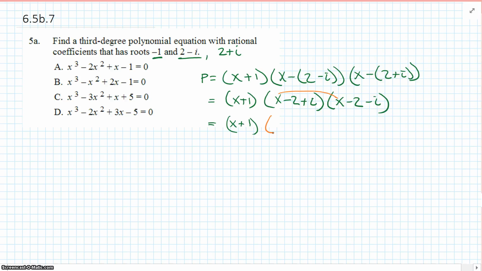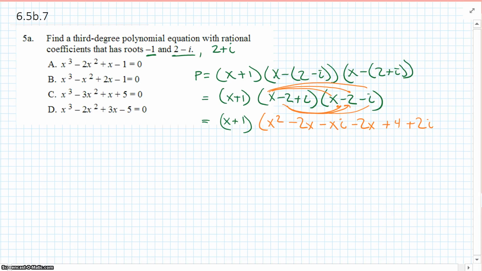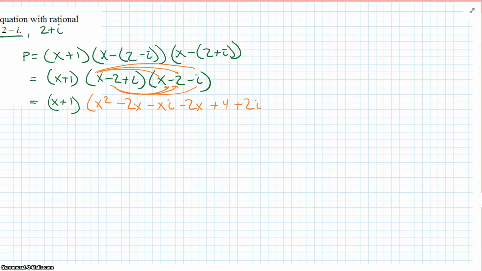So x times x is x squared. x times negative 2 is negative 2x. x times negative i is negative xi. Go to negative 2. Negative 2 times x is negative 2x. Negative 2 times negative 2 is positive 4. Negative 2 times negative i is positive 2i. Go to the last term. Let's go to i. So i times x is positive xi. i times negative 2 is negative 2i.